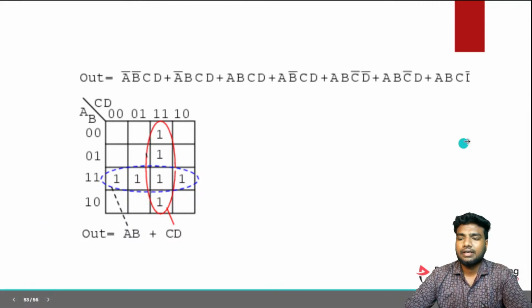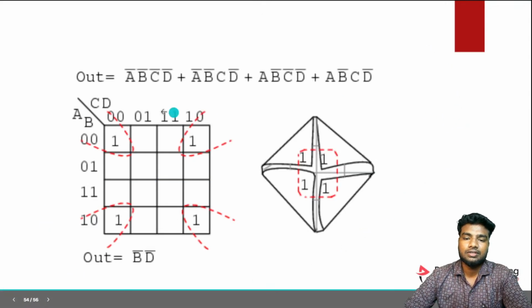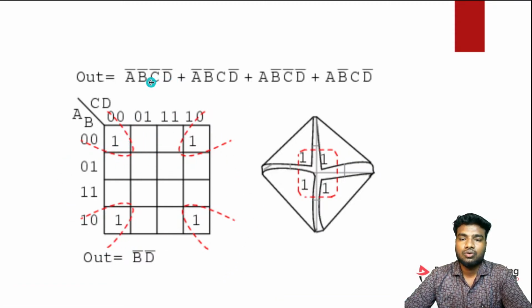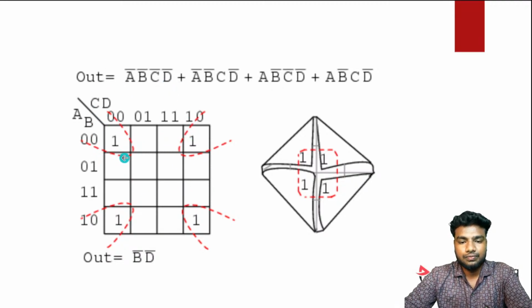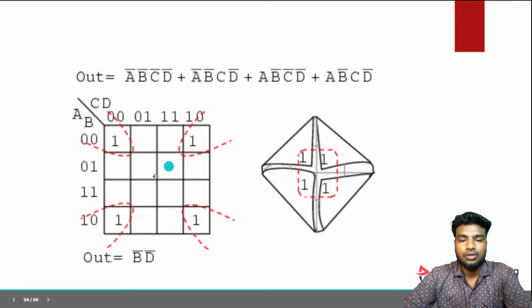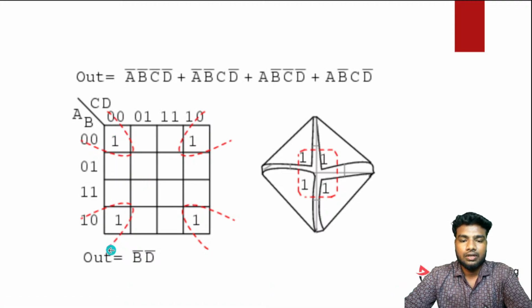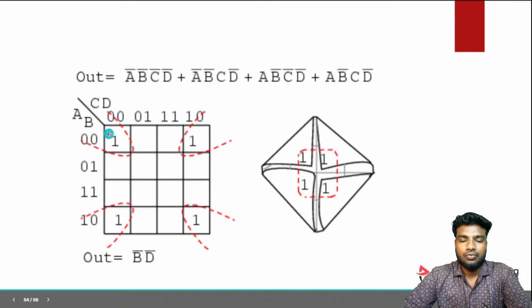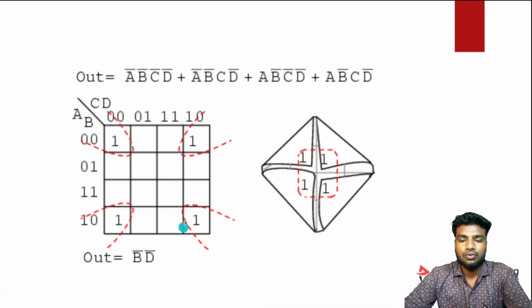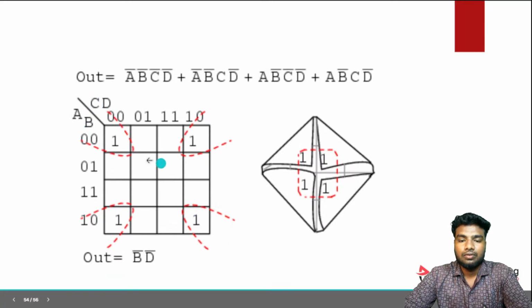So let's see another example. Here we have all four corners of the K-map as 1. If you apply this equation in your K-map, you just have it like this. I grouped this two, and then this two, and then this two, like this. Each of these is one group.